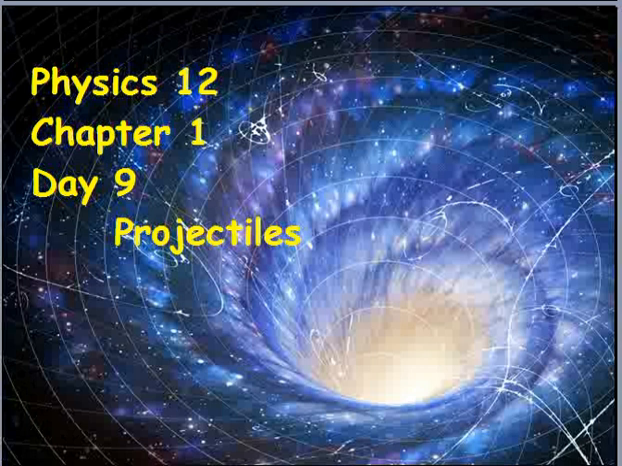With this lesson here, we're at day 9 for chapter 1 for Physics 12. We're just going to do a little review of projectile motion from Physics 11. And that's, of course, what happens when you throw a baseball through the air and you watch that upside down parabola that it follows.